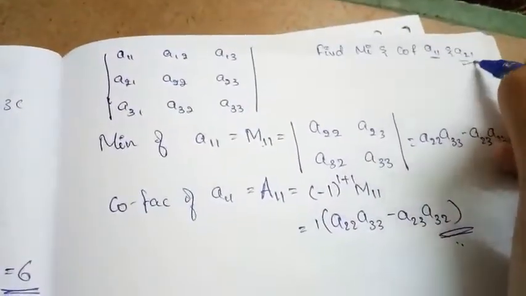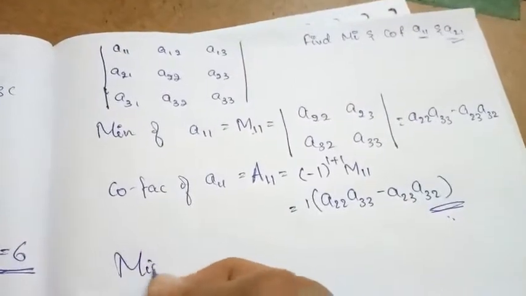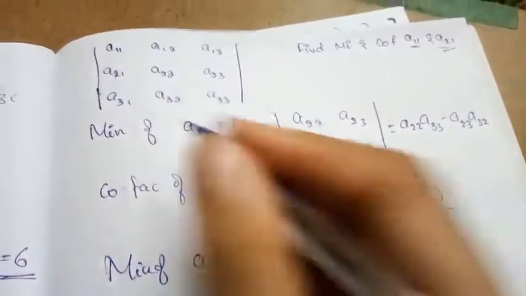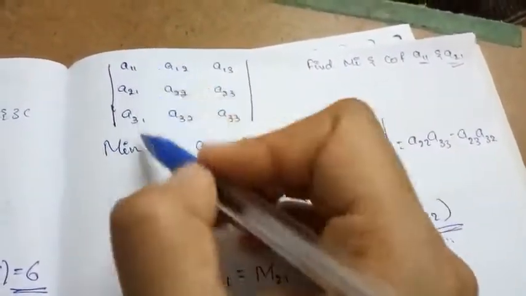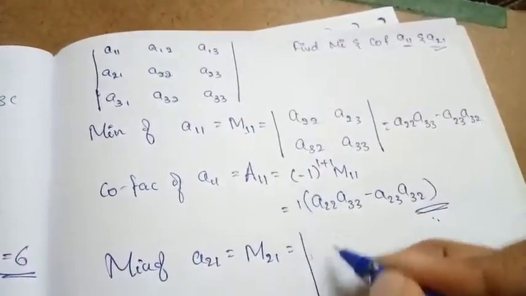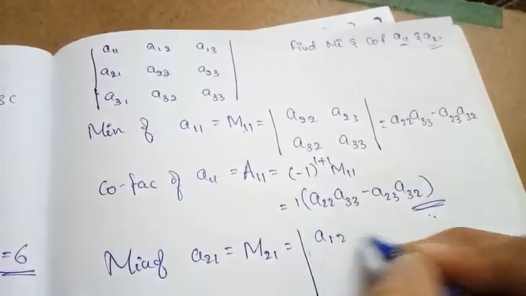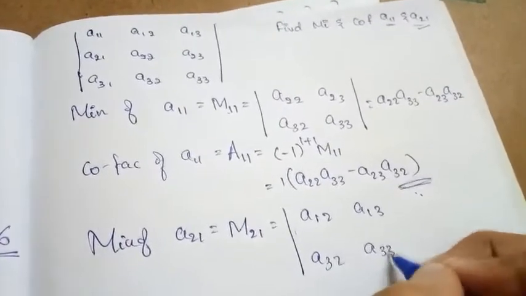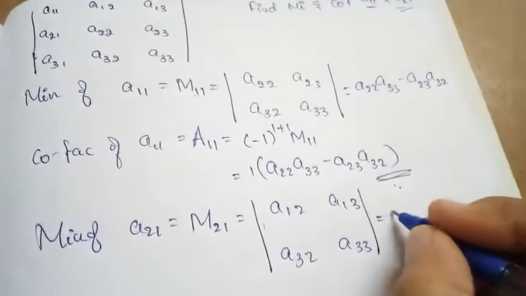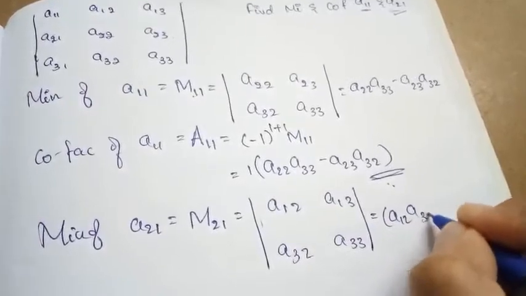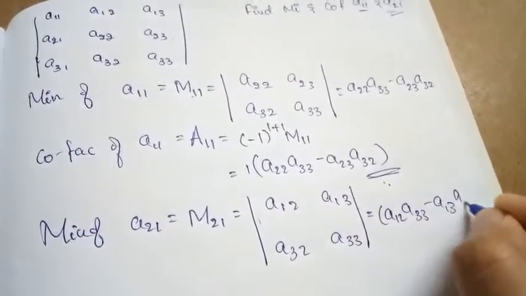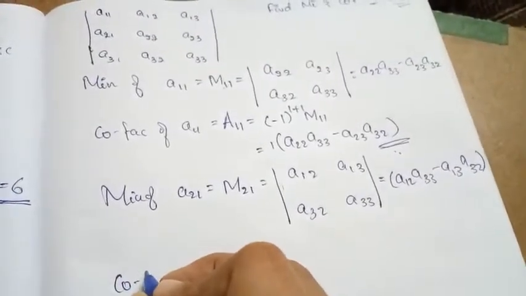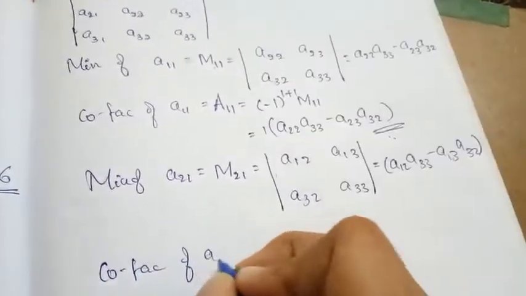Now what is the next? They have asked us to find the minor of A21, that is nothing but M21. So deleting the row and column containing A21, what are the remaining elements? A12, A13, A32, A33. So what is the determinant value of this one? That is nothing but A12 A33 minus A13 A32. Now for that element itself we need to find the cofactor, that is cofactor of A21.